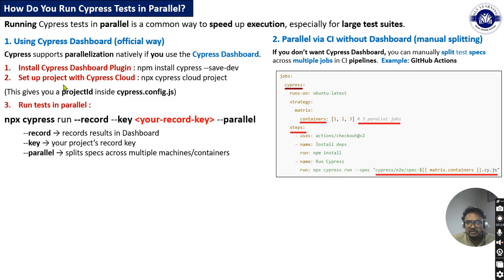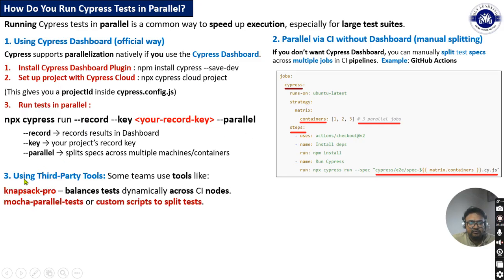First you need to set up the project in your Cypress Cloud, then you need to run this command: npx cypress run --record. Record over here means record the result in the dashboard. Then --key is your project record key, and your record key will come over here, and --parallel mode will split automatically. Okay, so this is how we can do the parallel testing in Cypress, guys.